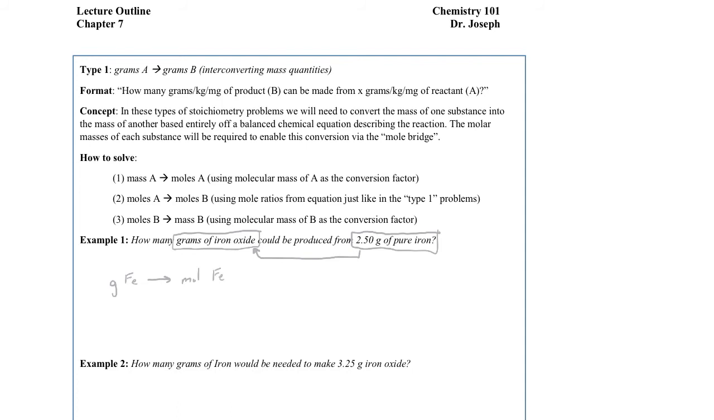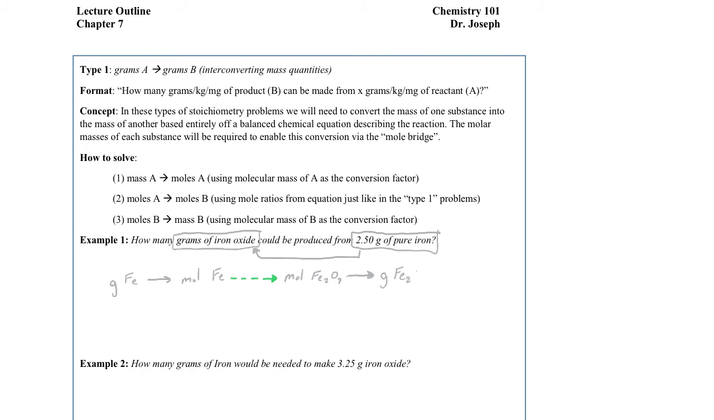The first thing we need to do is convert grams of iron into moles of iron. Once we have moles of iron, we can then cross the mole bridge and convert moles of iron into moles of iron oxide. Then once we have moles of iron oxide, it's a simple matter to convert that into the grams of iron oxide. So we have these 3 steps to do in order to get from grams of iron into grams of iron oxide.